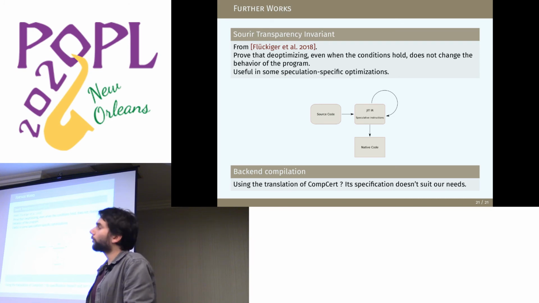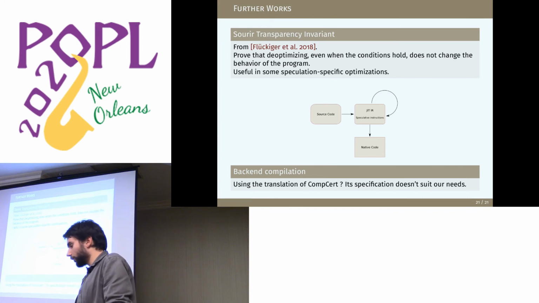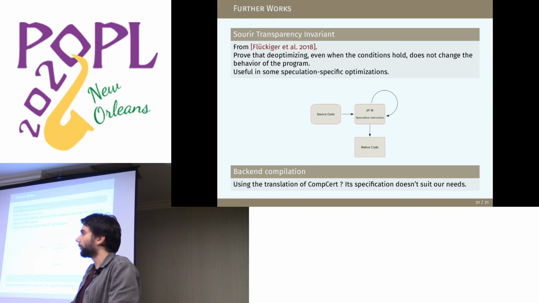Thanks. Also, in a JIT setting, what you want is for optimization to never fail, because you don't want the JIT to crash if the original program was not crashing, right? So you need to incorporate that in your notion of backward simulation, because if the original program has a behavior, you need the JIT compiler to also have one.